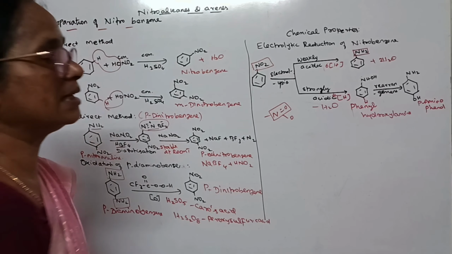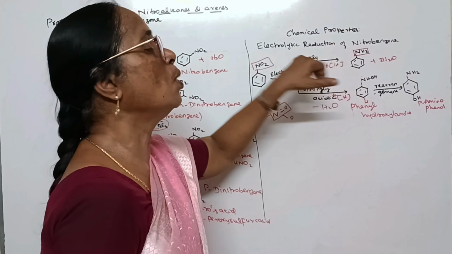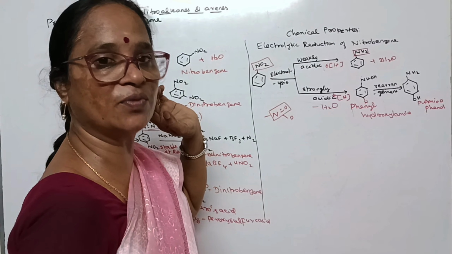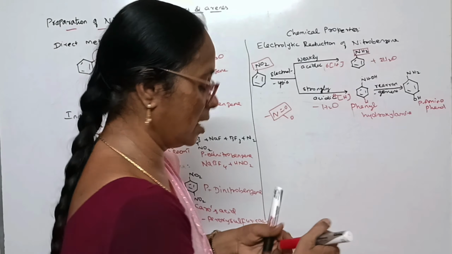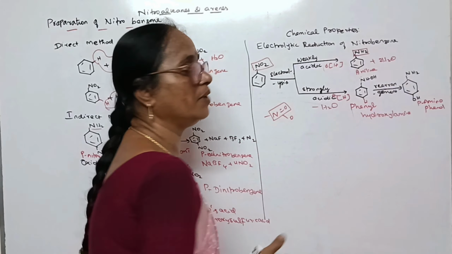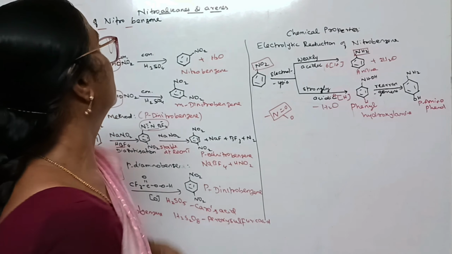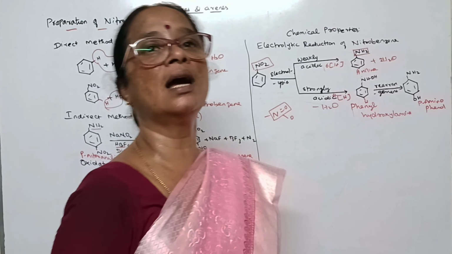So electrolytic reduction of nitrobenzene can be done in 2 different media. One is weakly acidic and the other one is strongly acidic. In weakly acidic medium it gives aniline, but in strongly acidic medium it forms para-aminophenol. That's all the topics we covered from nitroalkanes and nitroarenes.